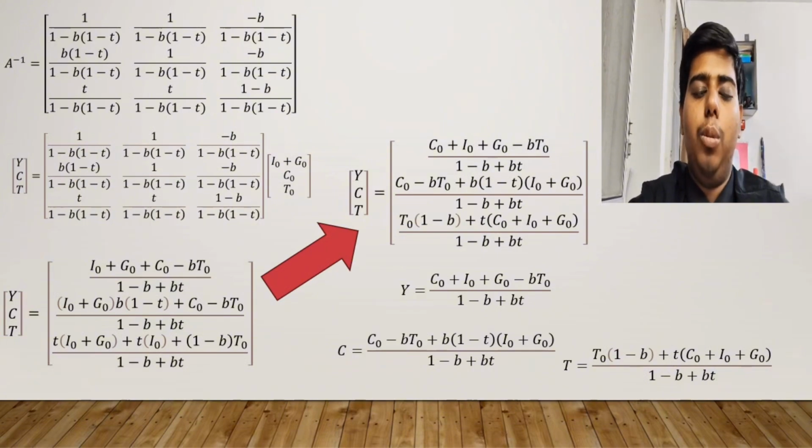Lastly, t equal to t naught times 1 minus t in a bracket plus t times c naught plus I naught plus g naught in a bracket divided by 1 minus b times 1 minus t in a bracket.